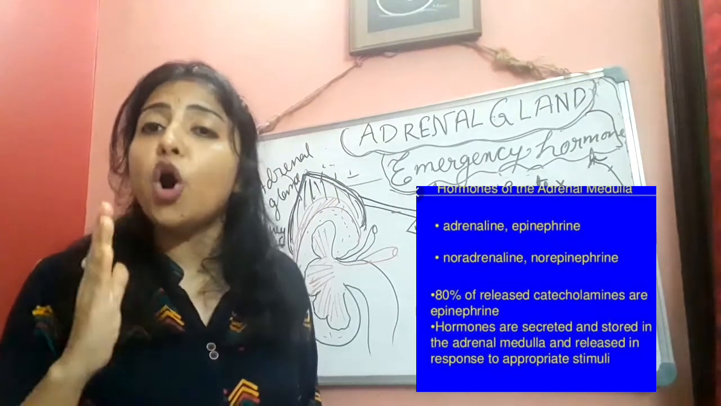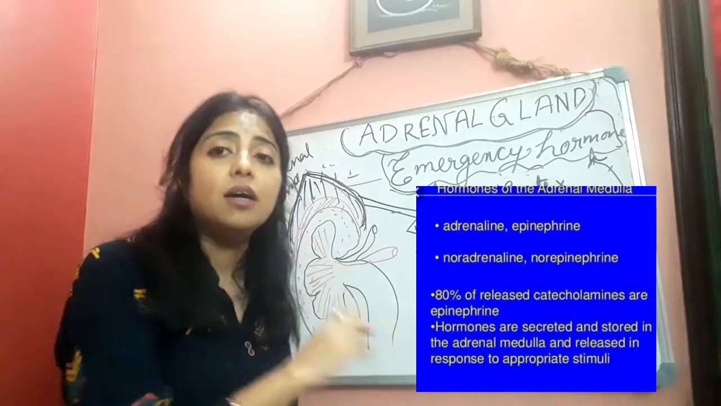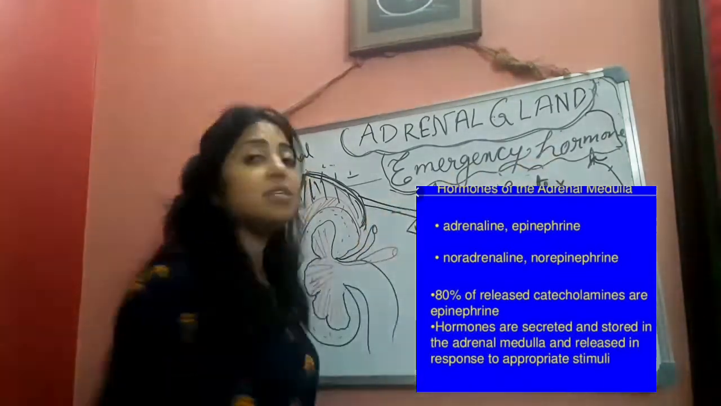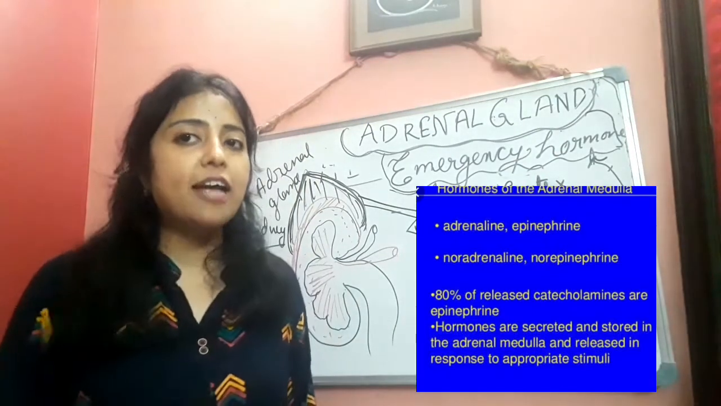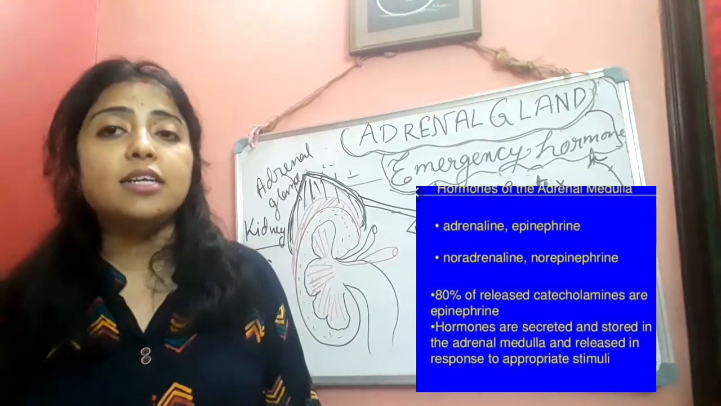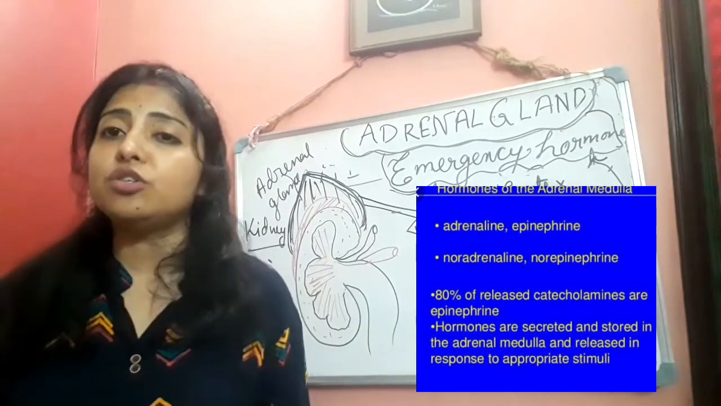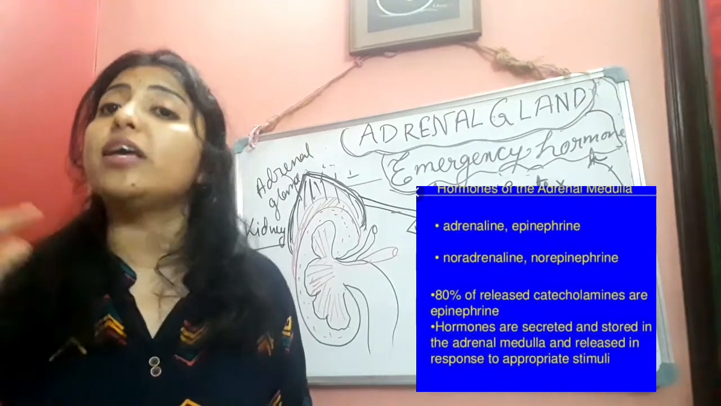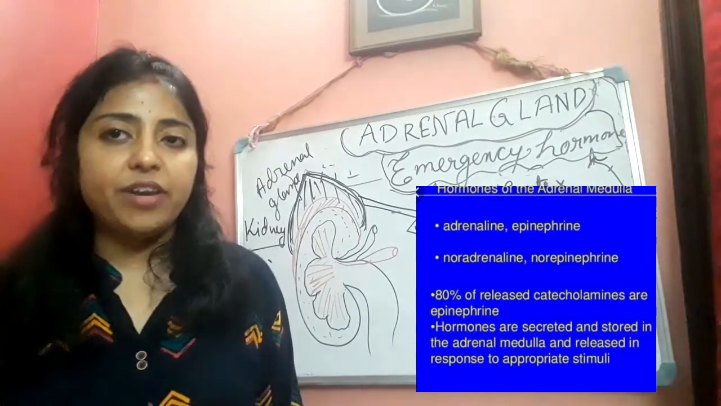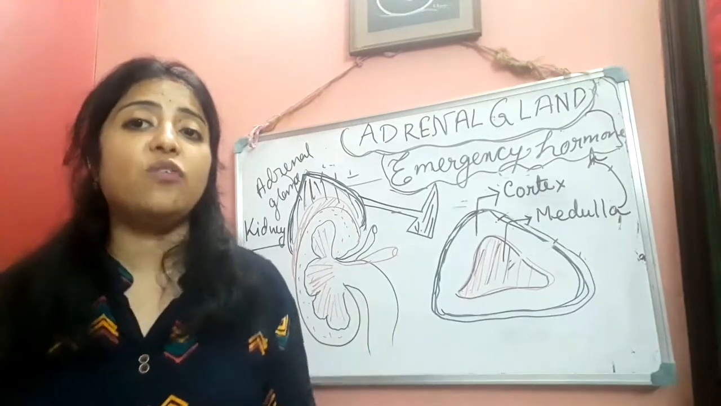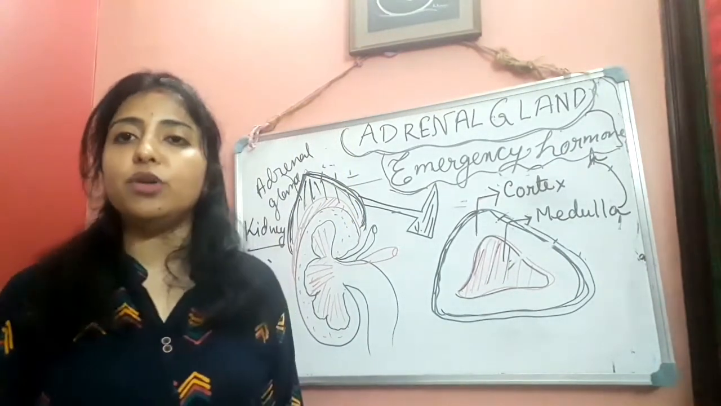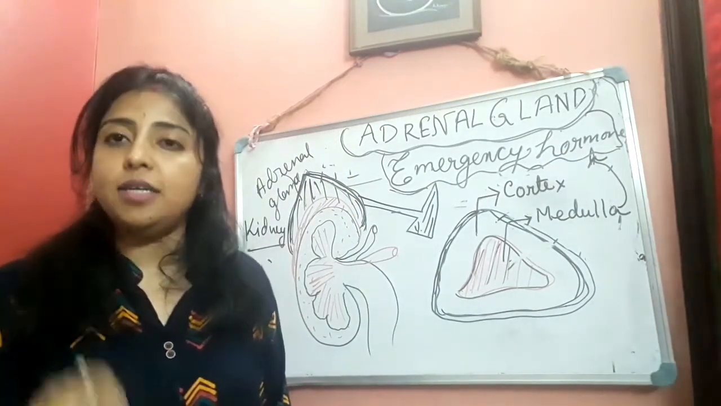Because some hormones are secreted from here. I'm giving one example, that is adrenaline. It is known as the emergency hormone. Not only adrenaline, another hormone will be secreted from here, that is noradrenaline. We can use other terms also: adrenaline or epinephrine, noradrenaline or norepinephrine. So which kind of hormone is considered the emergency hormone? The name of this hormone is adrenaline.